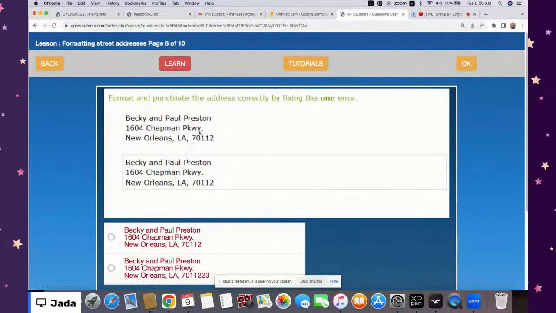Then, what's the one error here? Okay, the comma beside the LA, there shouldn't be any comma there. So you need to take out the comma there beside the states.